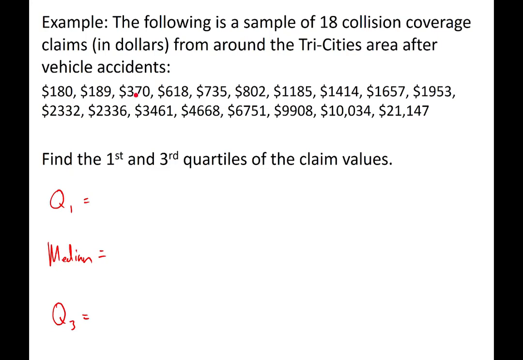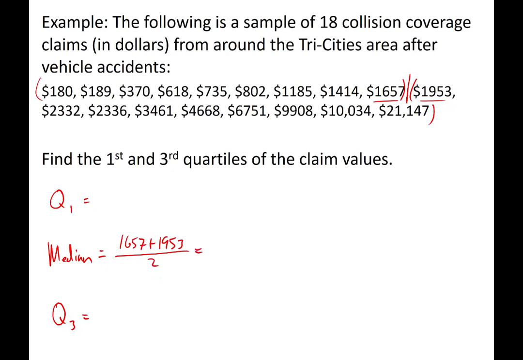Yeah, so it's 1, 2, 3, 4, 5, 6, 7, 8, 9, right? So here's the middle of your data set, and here you have your lower half of your data set, and then you have your upper half of your data set. But there is no true median because it's an even number of observations. So then the median is just going to be the average of these two values, right? So it'd be 1657 plus 1953, and you divide by 2.